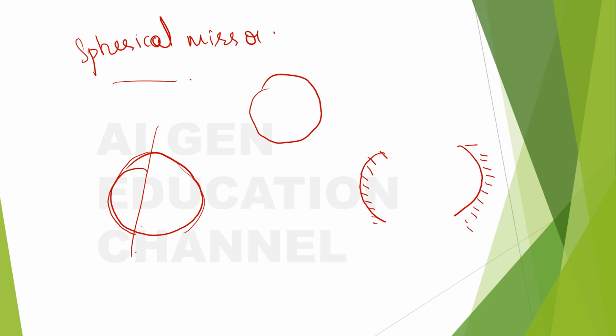Okay, now what happens? This surface is bulging outwards, right? So this type of mirror is called what? Convex mirror. Okay, a mirror that bulges outside is called a convex mirror, and a mirror that does not bulge, that will be inward. Okay, so it means that it is curved inwards. So an inward curving mirror is called what? Concave mirror. Okay, so don't get confused.